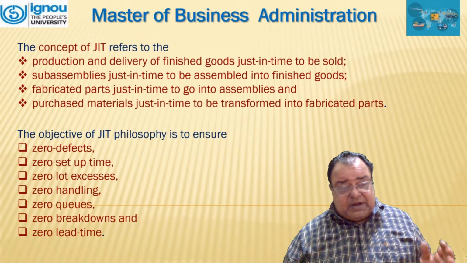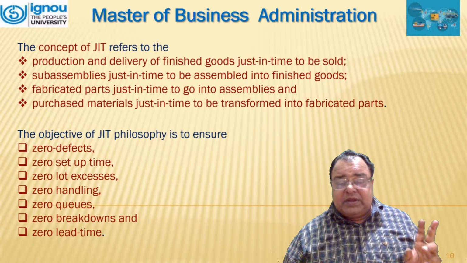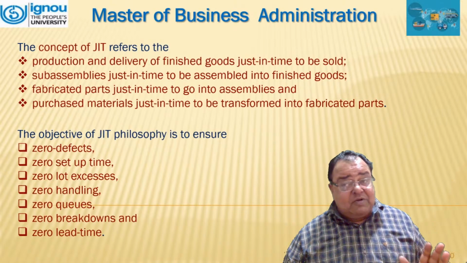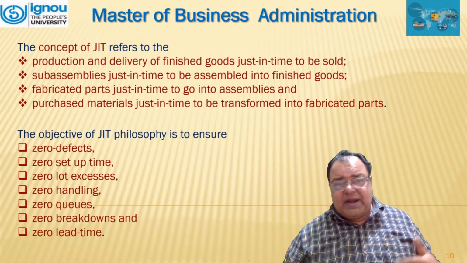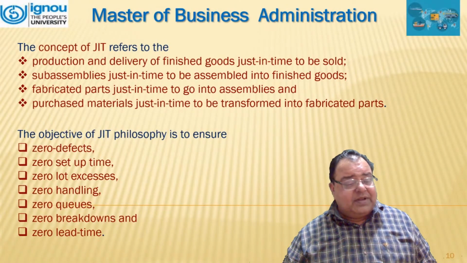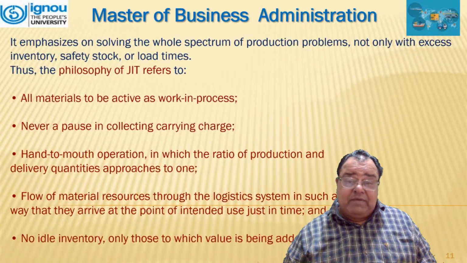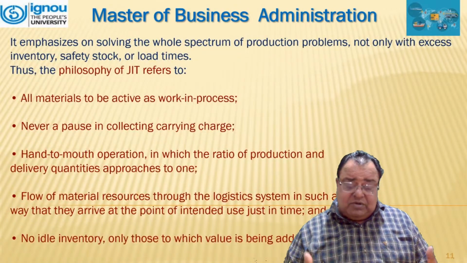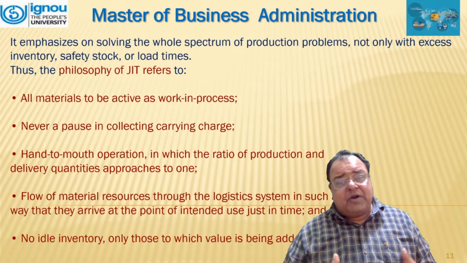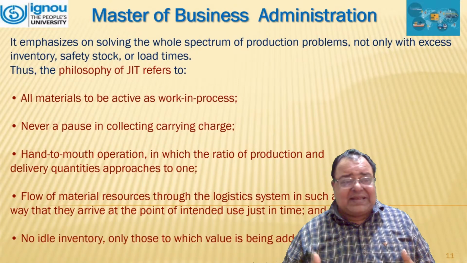Now, the objectives of the JIT philosophy are to ensure zero defects, zero setup time, zero lot excesses, zero handling, zero queues, zero breakdowns, and zero lead times. That means we can say, as and when required, the thing should be procured or should be available. It emphasizes solving the whole spectrum of production problems, not only excess inventory, safety stock, or lead times.